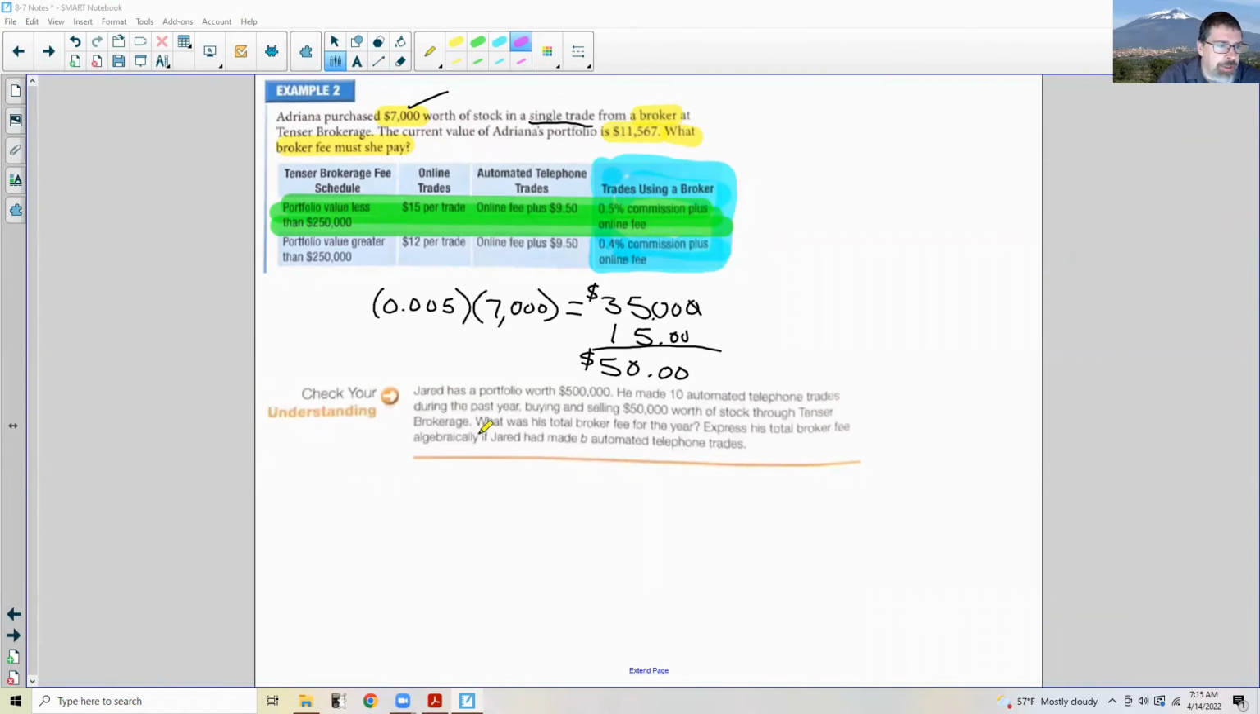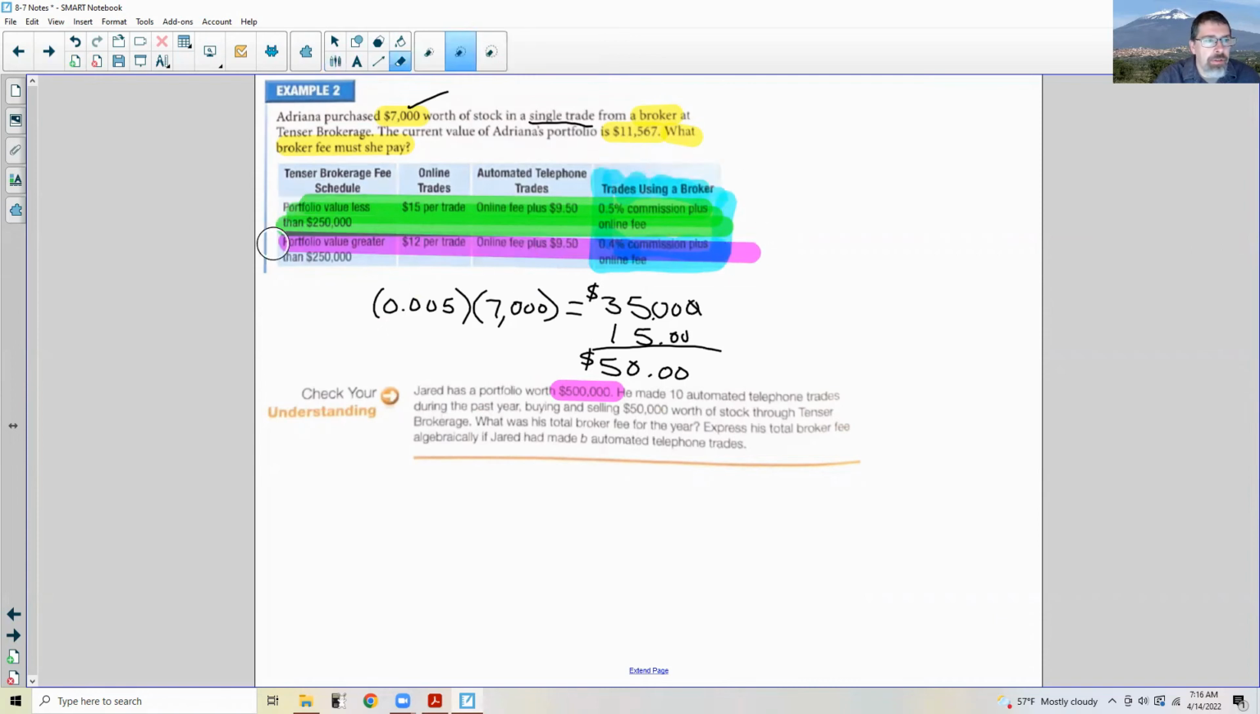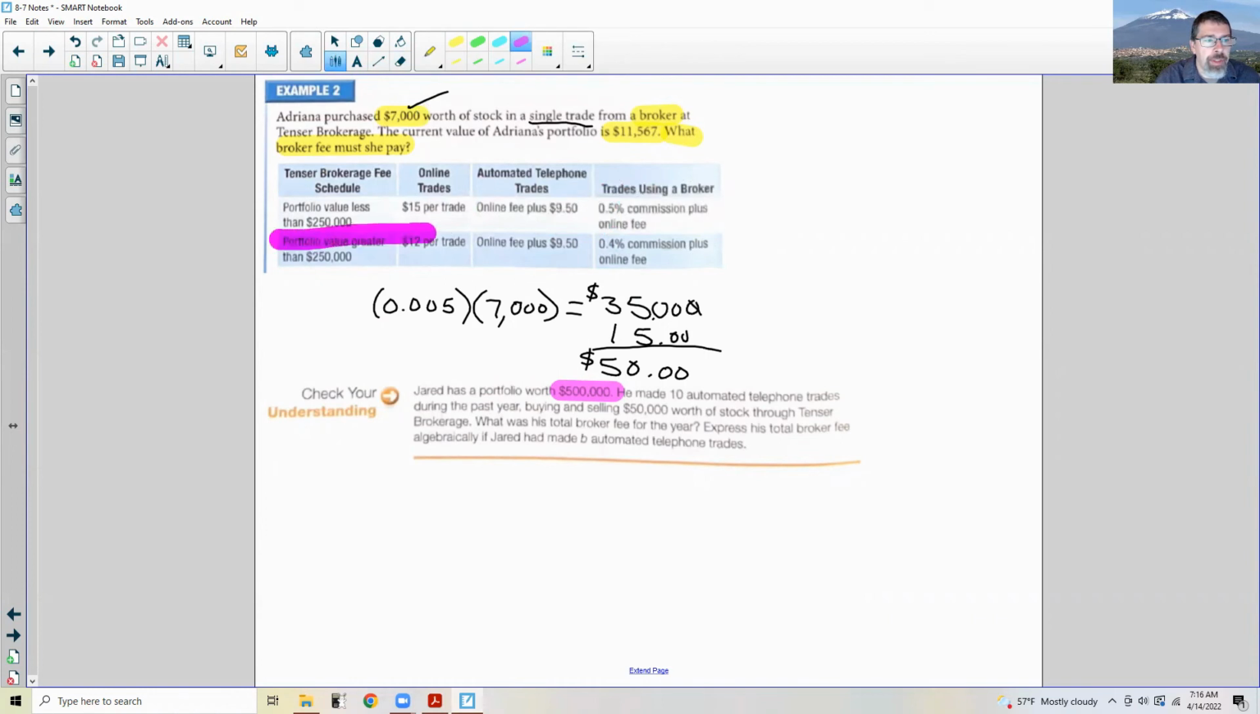All right, the check your understanding says Jared has a portfolio worth $500,000. So he is going to use this row. So let me first erase all this, just so it's not a mess. So he's got some money. Okay, so that's the row we're going to use.